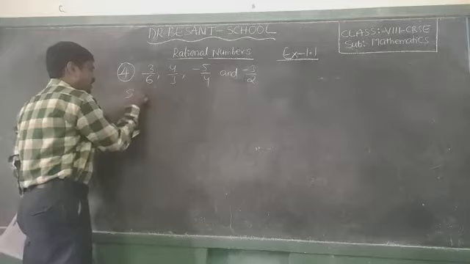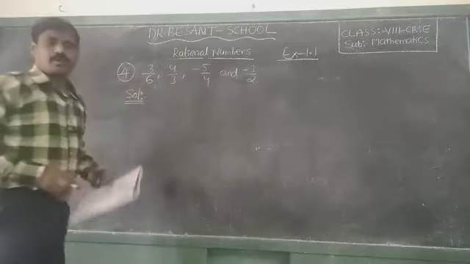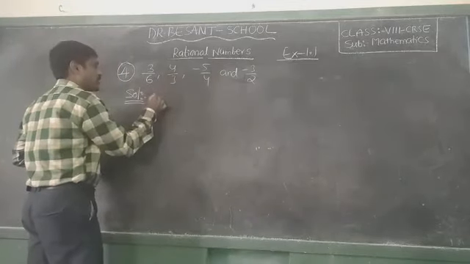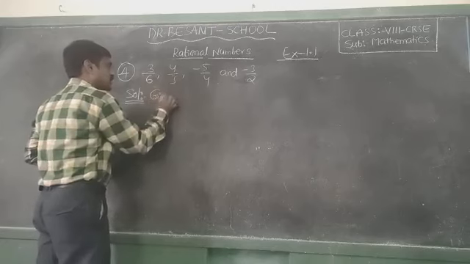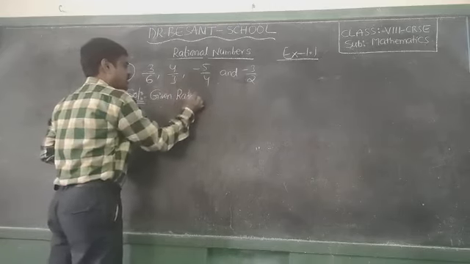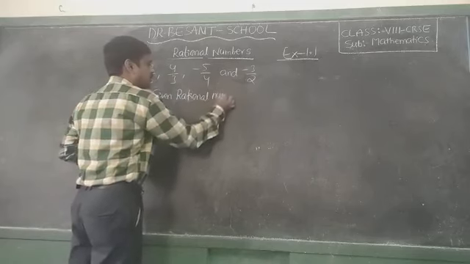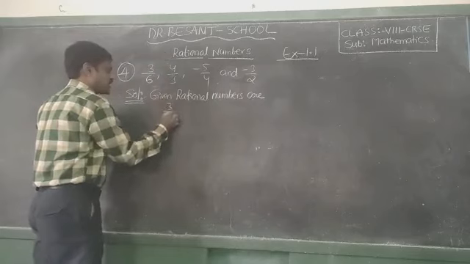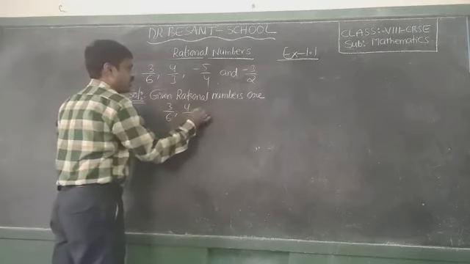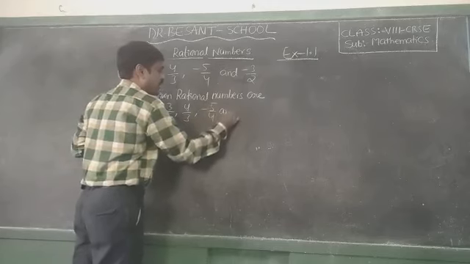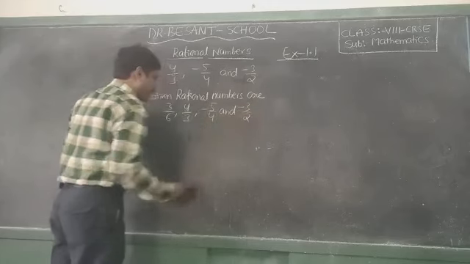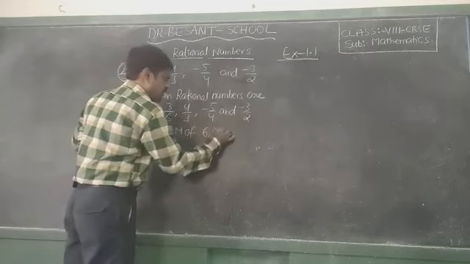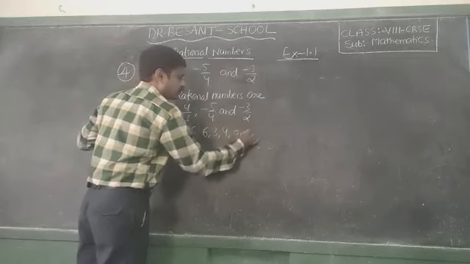Okay. So, how to write ascending order? First of all, we have to take LCM for these 4 rational numbers. The given rational numbers are 3 by 6, 4 by 3, minus 5 by 4, and minus 3 by 2. LCM of 6, 3, 4, and 2.